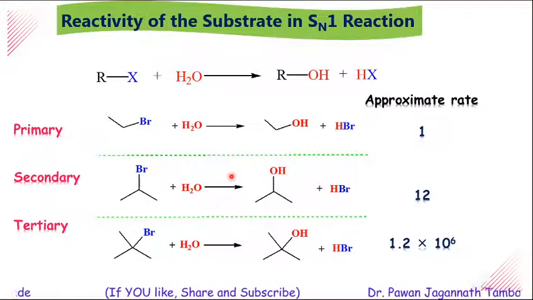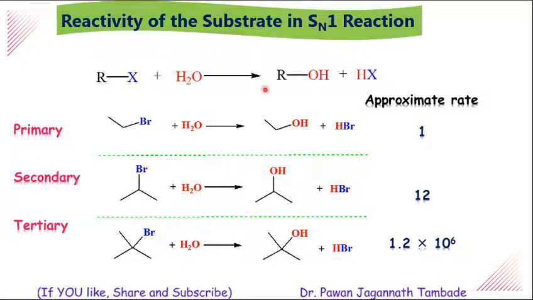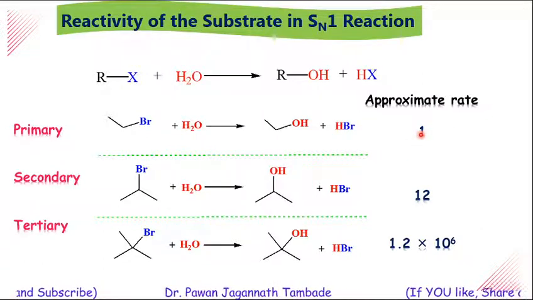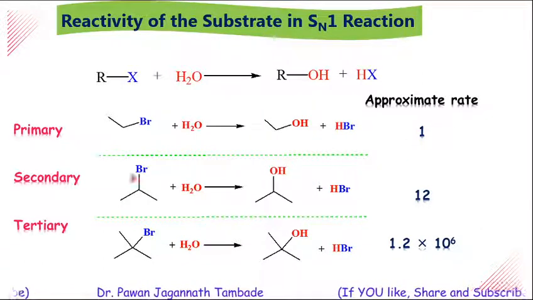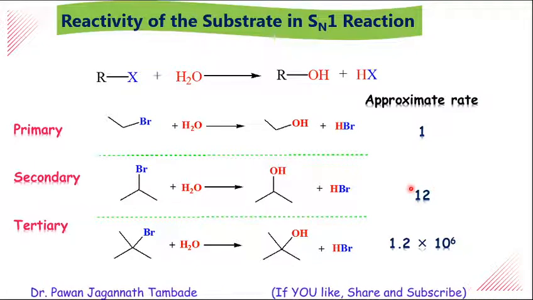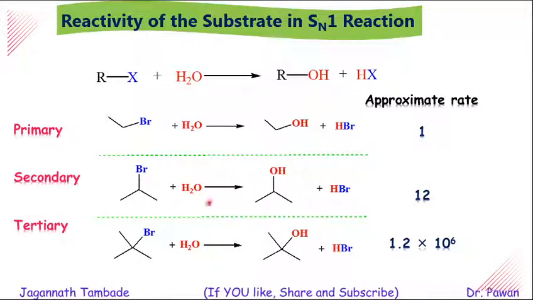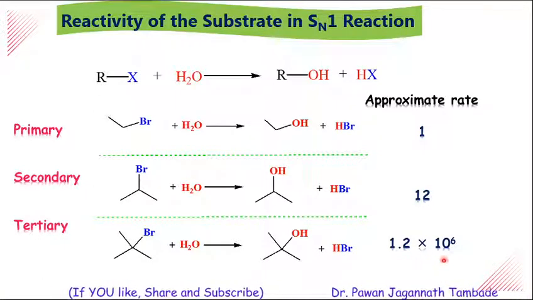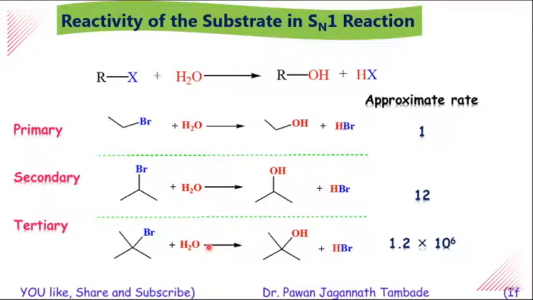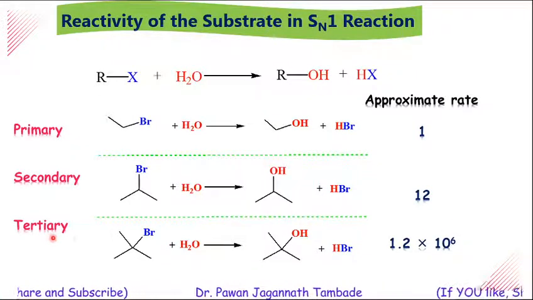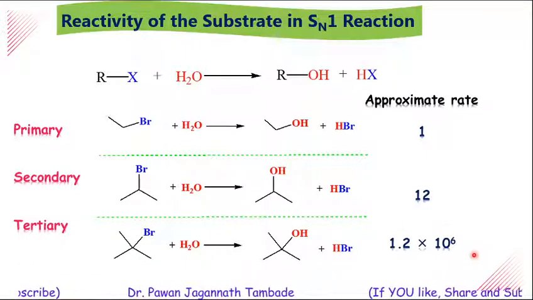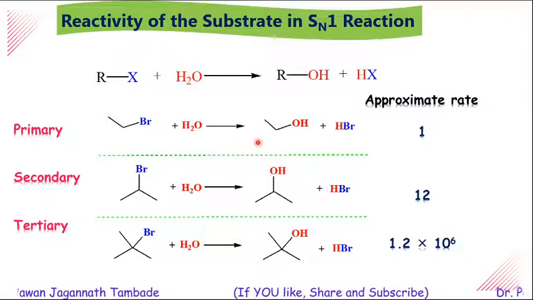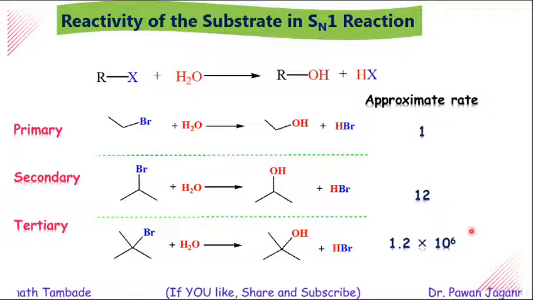In this case, it has been observed that the rate of reaction by the SN1 path in primary alkyl halide is approximately 1. Then compared to primary alkyl halide, the rate of reaction for secondary alkyl halide is 12 times faster. However, if the alkyl halide is tertiary, then the rate of reaction is found to be 1.2 × 10⁶. So tertiary alkyl halides undergo SN1 reaction faster. However, primary alkyl halides do not undergo an SN1 type of reaction. Instead of SN1, they undergo an SN2 type of reaction.